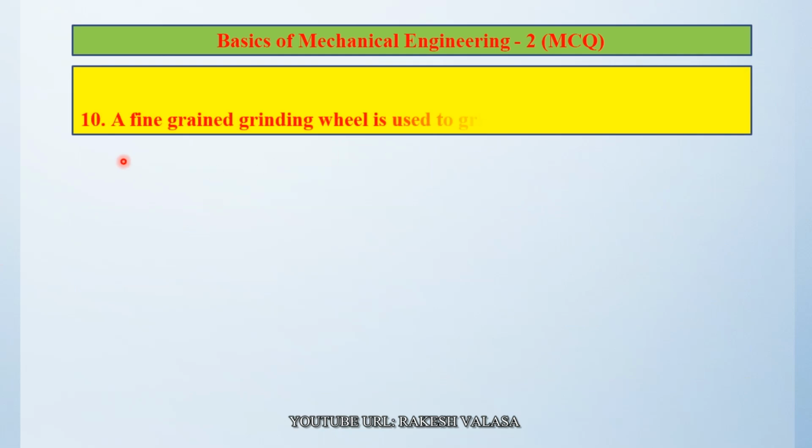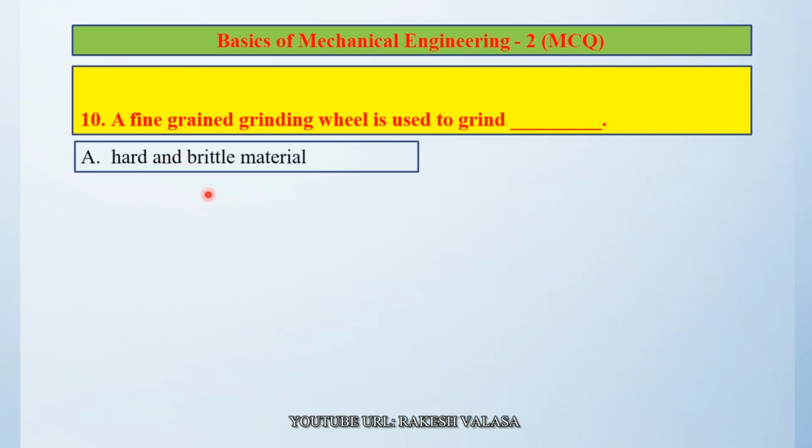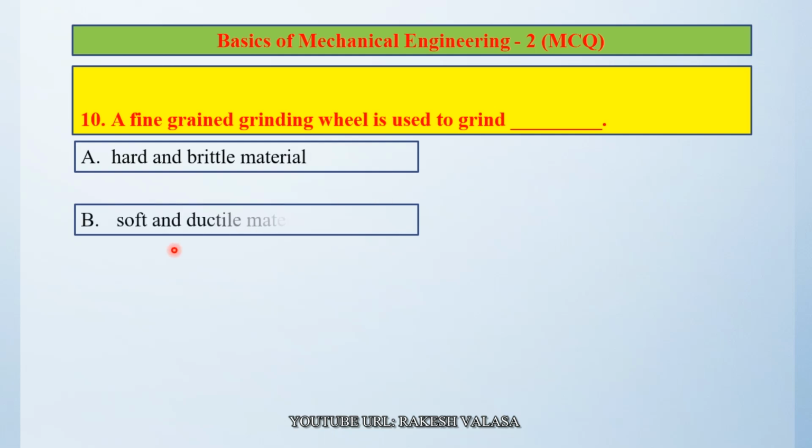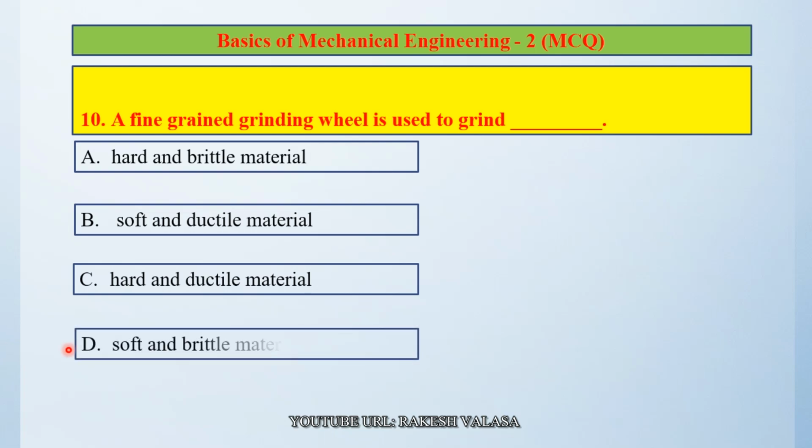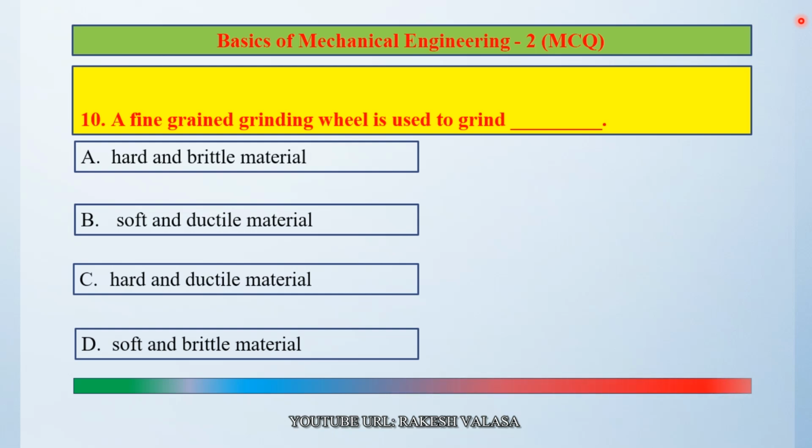Question number 10. A fine grain grinding wheel is used to grind dash. Option A, hard and brittle material; option B, soft and ductile material; option C, hard and ductile material; option D, soft and brittle material. The correct answer is option A, hard and brittle material.